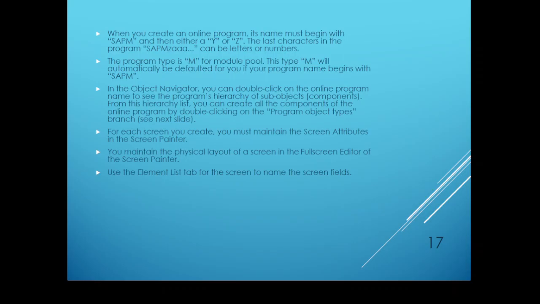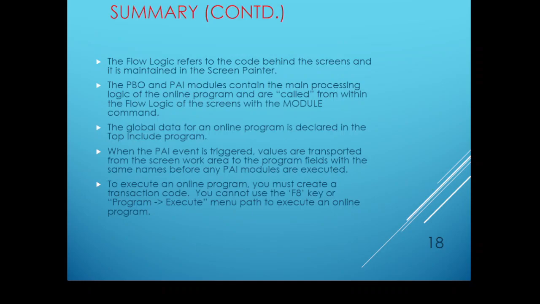For each screen you create, you must maintain a screen attribute in the screen painter. You maintain the physical layout of a screen in the full screen editor of the screen painter. Use the element list tab for the screen to name the screen fields. Moving on, the flow logic refers to the code behind the screen and it is maintained in the screen painter. The PBO process before output and the PAI process after input modules contain the main processing logic of the online program and are called from within the flow logic of the screen with the MODULE command. The global data of an online program is declared in the top include program.